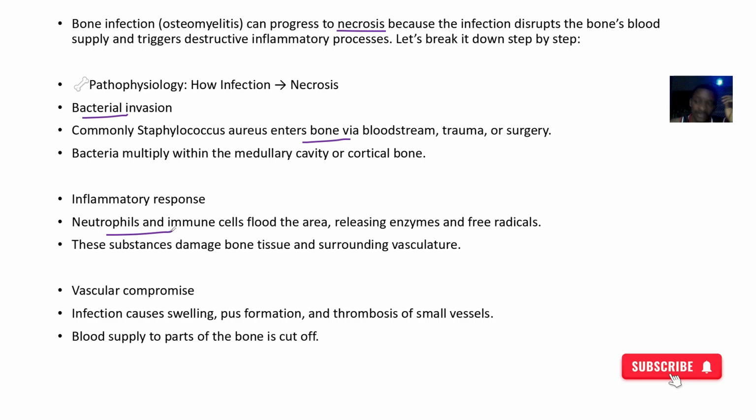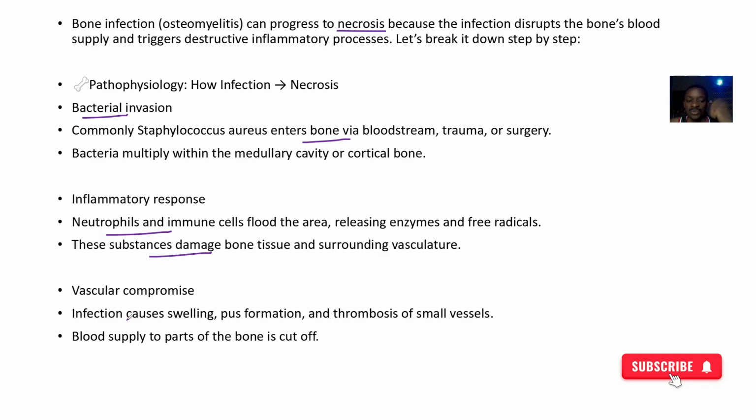So your immune system is trying to what? Man up and fight the infection, right? So neutrophils and immune cells flood the area. They release a lot of enzymes and free radicals. Those substances damage the infecting microorganism, but they also damage your body. Do you understand? So they damage bone, they damage the surrounding vasculature and all of that.